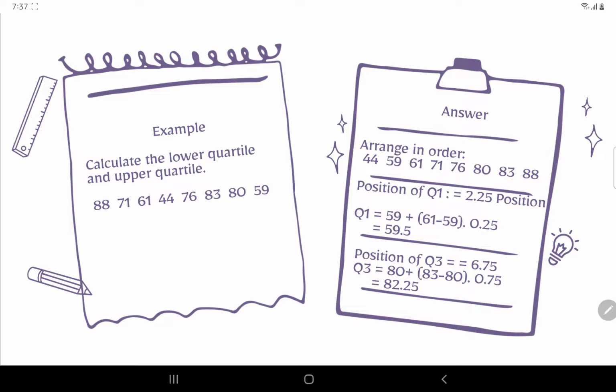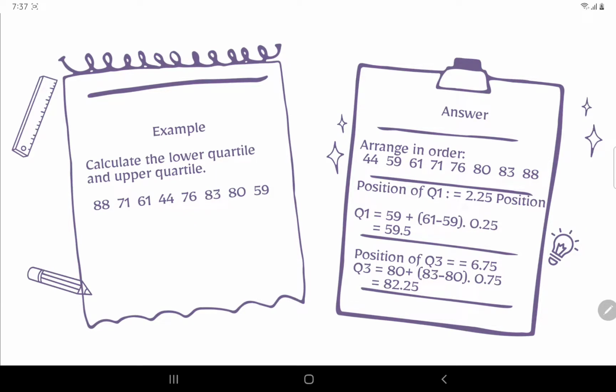Okay, we look at this example for ungrouped data. You are given the raw data here. You need to calculate the lower quartile, which means Q1, and the upper quartile, which means Q3. We want to calculate Q1 and Q3 for this question. So step 1, you need to arrange the data in ascending order, yang paling kecil kepada yang paling besar, based on the data given.